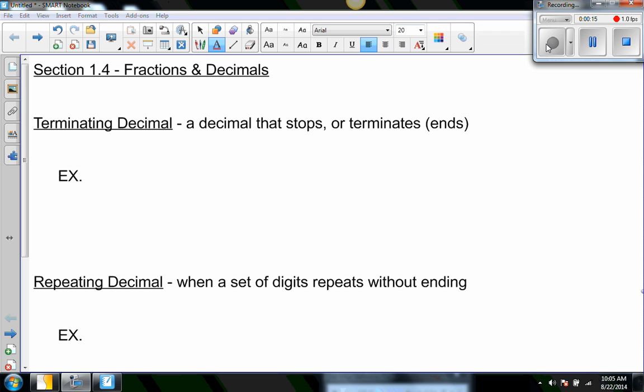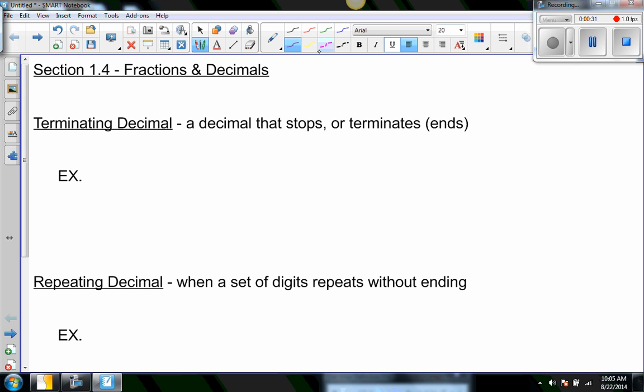So first of all, terminating decimals: a decimal that stops or terminates, so in other words it ends, doesn't keep going, comes out even at some point. So here is an example of one that would terminate.